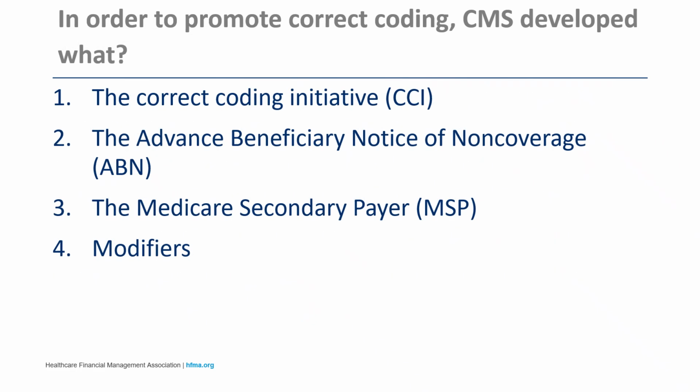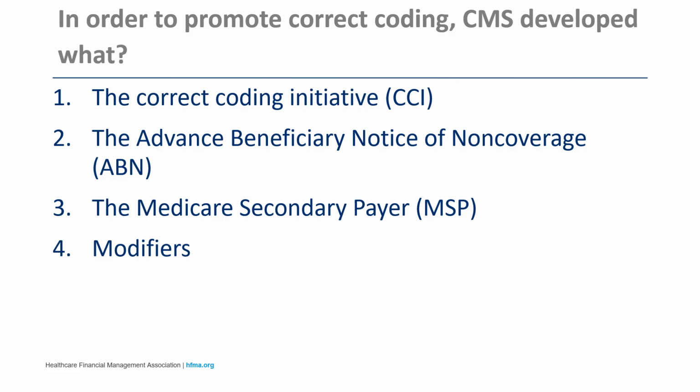Our section 1.6 question is, in order to promote correct coding, CMS developed what? The correct answer is number 1. The purpose of the Correct Coding Initiative is to ensure that the most comprehensive groups of codes rather than the component parts are billed. The program consists of edits that are implemented within providers' claims processing systems. The Correct Coding Initiative edits are incorporated within the outpatient code editor. The edits also check for mutually exclusive code pairs.